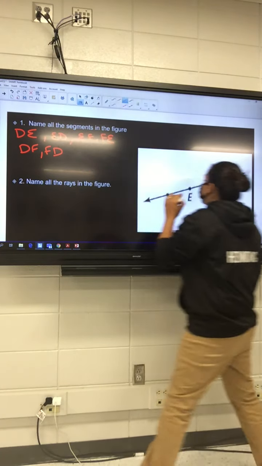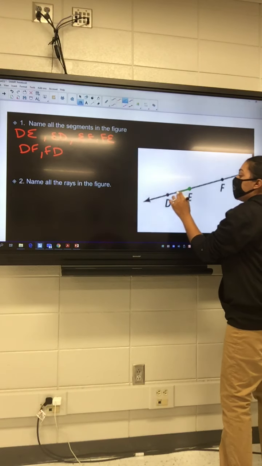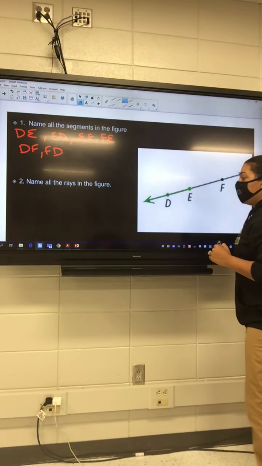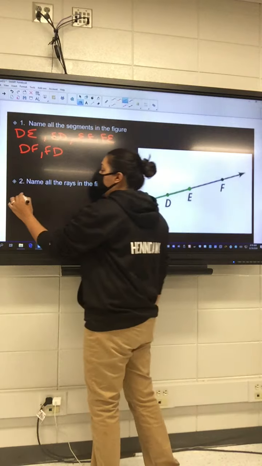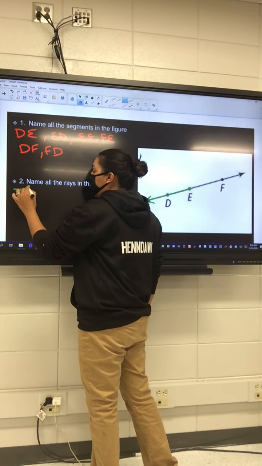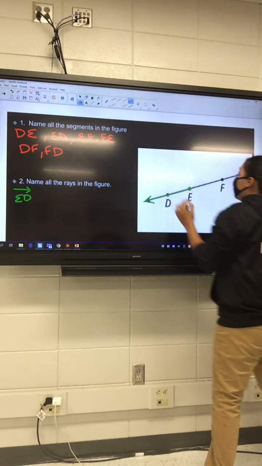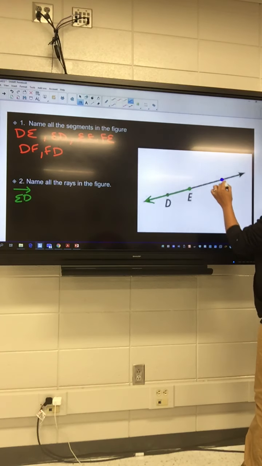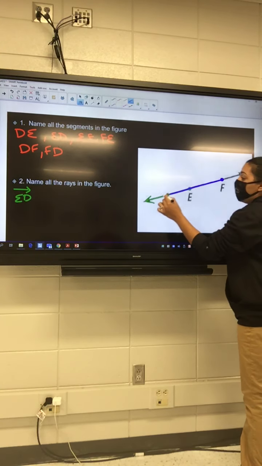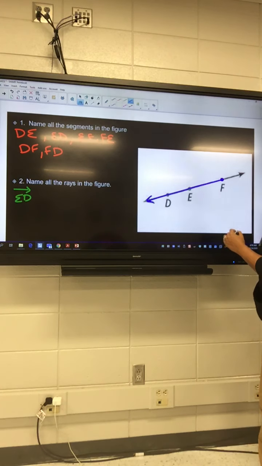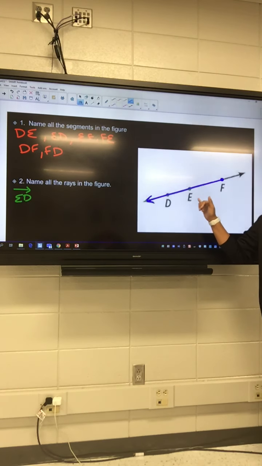It's got to go like this. So it's going to start at E, and it goes through D. So your ray is going to be labeled ED. There's one ray. We could also have another ray that starts out at F, and it goes all the way through until the arrow. So you can label it FD.